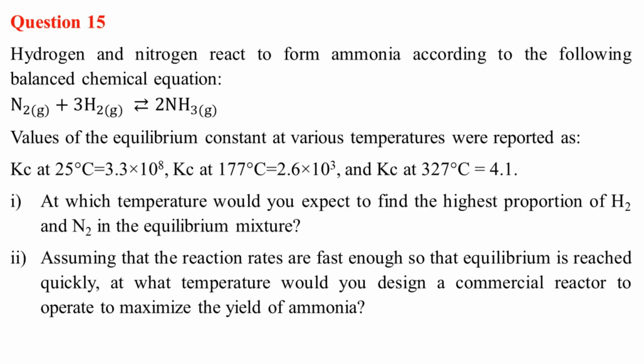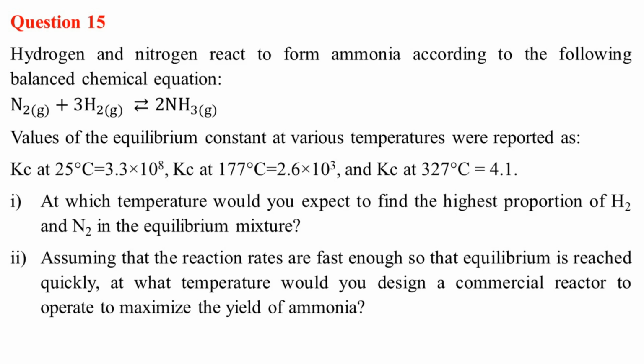Then they are asking at which temperature do you expect to find the highest proportion of hydrogen and nitrogen in the equilibrium mixture? The nitrogen and hydrogen are the reactants. So the reactants are favored when you have a lower Kc.